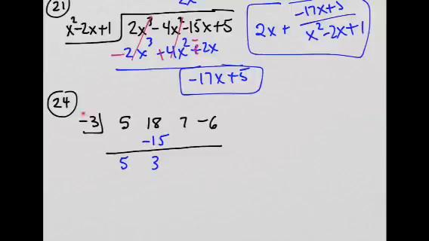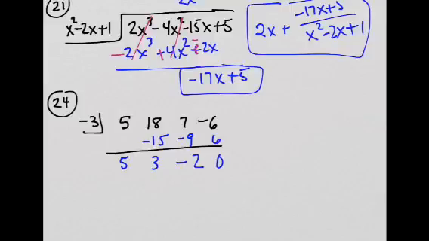So now I'm going to multiply the negative 3 with the 3. That gives me negative 9. And so now we're going to combine these two. That gives me negative 2. And then we're going to multiply the negative 3 by the negative 2. So that gives me 6. And then 6 minus 6 is 0.